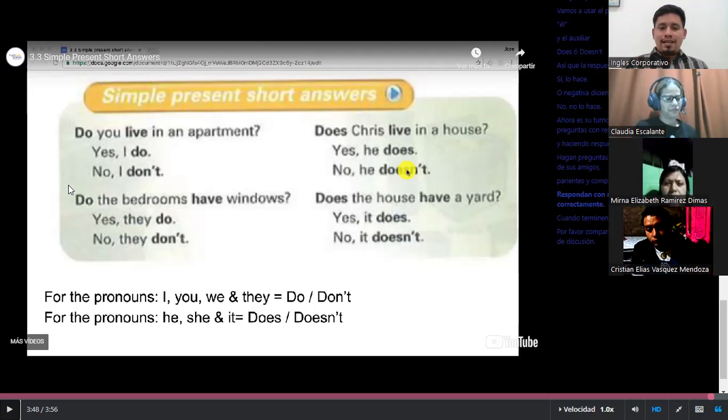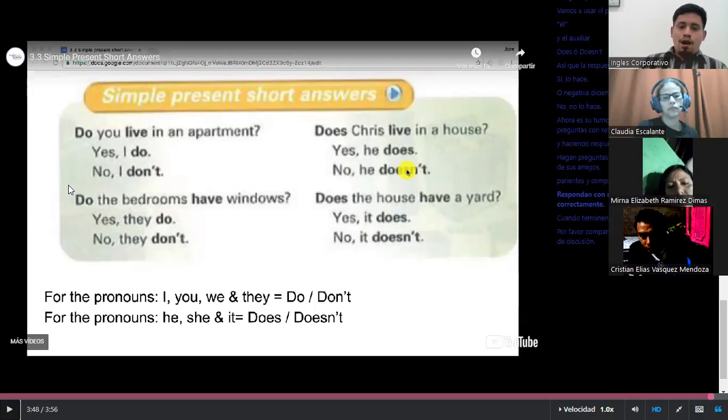The last part says, does the house have a yard? So we're using a noun too, but in this case, we're not talking about a plural. If we use just one noun, in this case house, not houses, because it's singular, we're going to use the auxiliary does, okay? Third person singular, we're going to be using does too, because it is part of the third person singular pronouns, okay? So that's the reason why we have the question there: does the house have a yard? Yes, it does, or no, it doesn't.